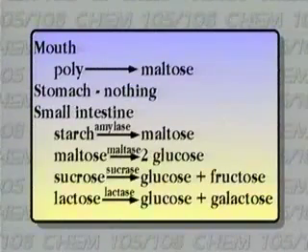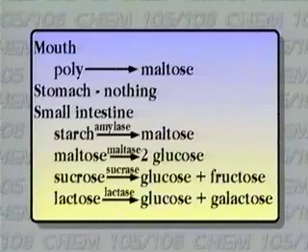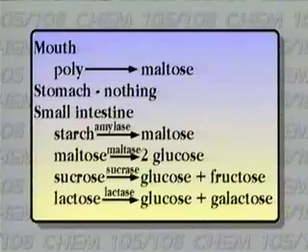enzyme called lactase. Now, when we're born, we have a very high level of lactase. And of course, that's necessary to break down the milk sugar, because milk is a major part of our diet. As we mature, our body decreases the amount of lactase it produces.